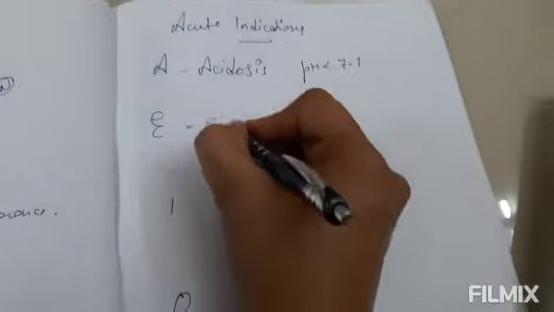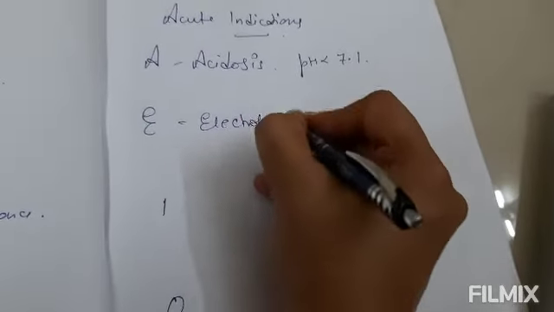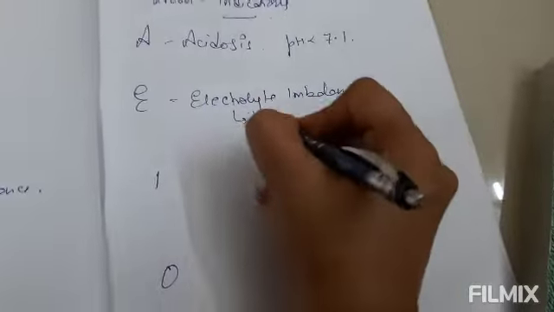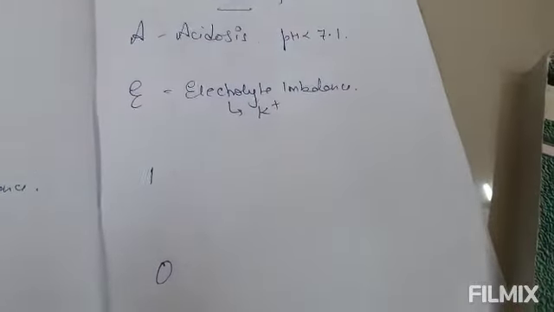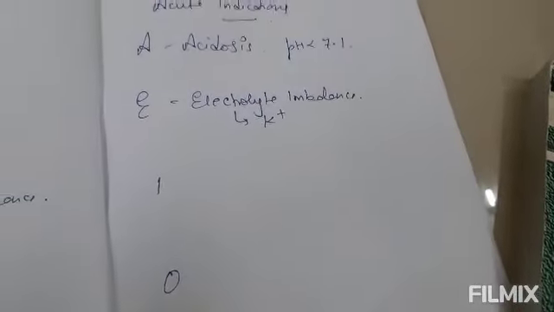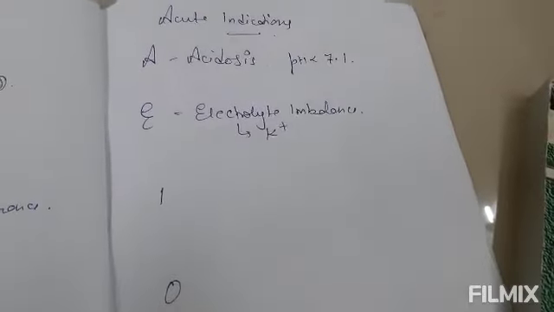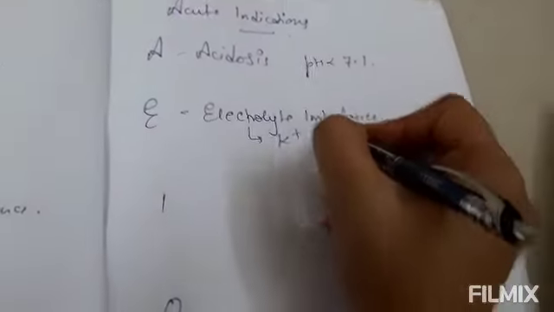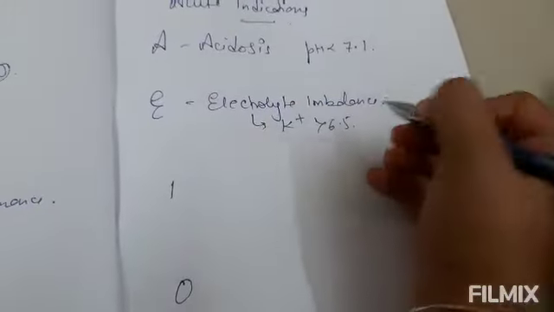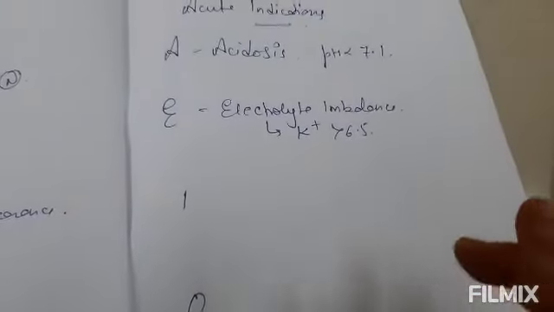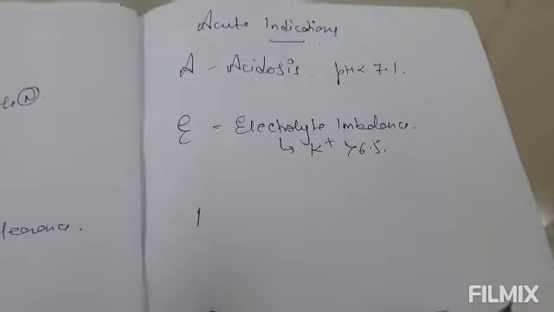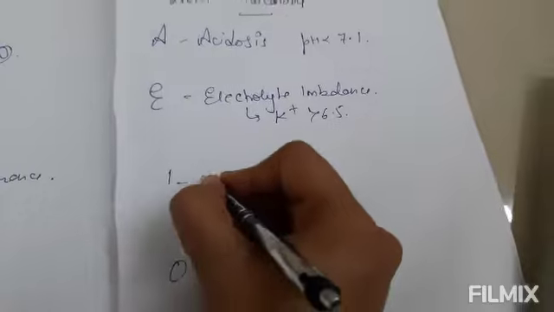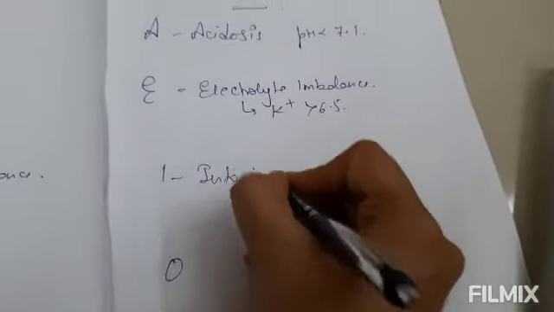Next is E for electrolyte imbalance. In electrolyte imbalance, we have to consider the potassium level. The normal potassium level, you all know, is between 3.5 to 5.5. So when the potassium level increases to more than 6.5, then the patient is in a state of hyperkalemia and dialysis is needed. Next, I for intoxication.